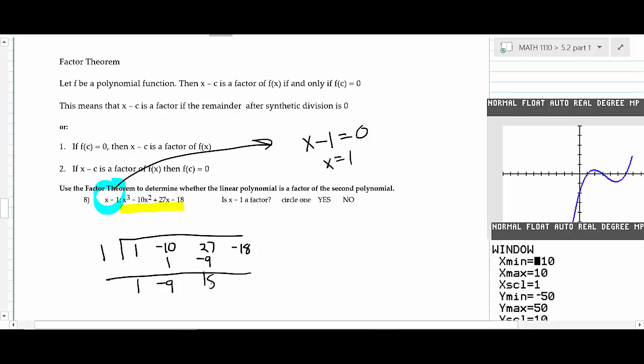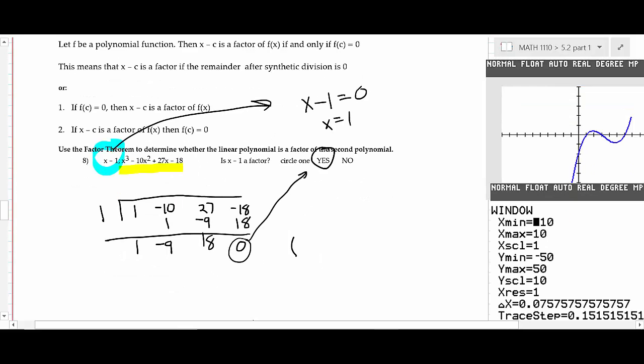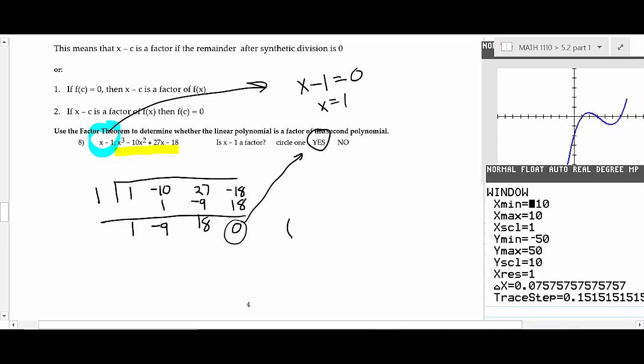Add the column, that's 18. 1 times 18 is 18. So you have a remainder of 0. So what that really means is that you have a factor. So that would be yes. And that's because that remainder is equal to 0. Okay? And here's why. Let me show you what this means, because you want to understand the why part of this.